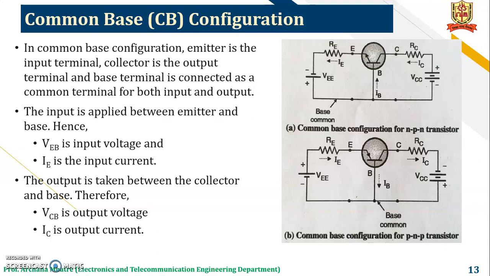The input is applied between the emitter and base. Hence, VEB is the input voltage and IE is the input current. The output is taken between the collector and base. Therefore, VCB is the output voltage and IC is the output current.